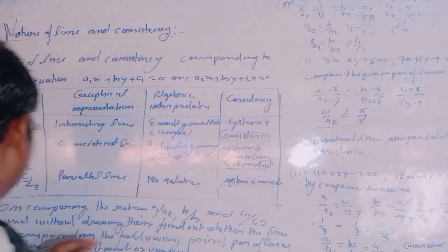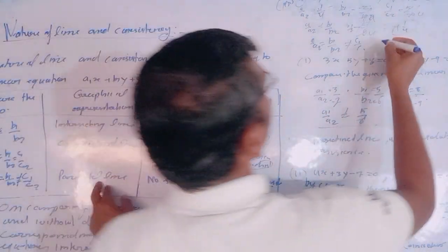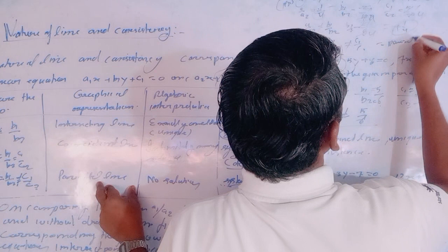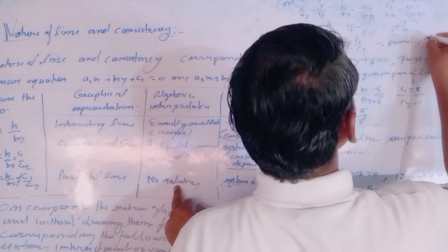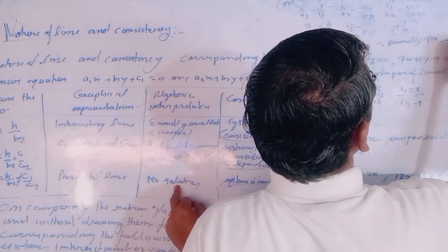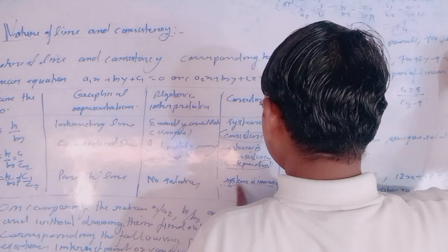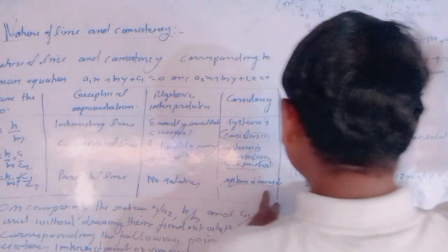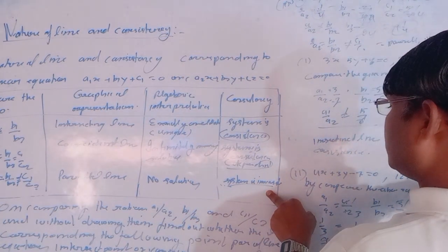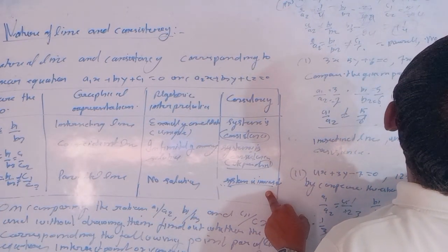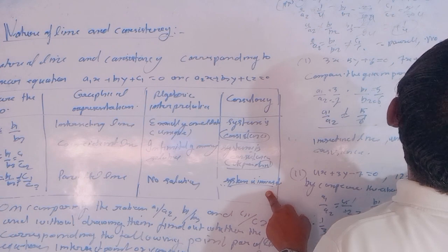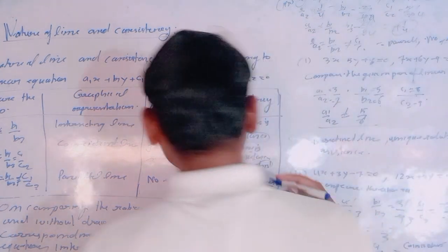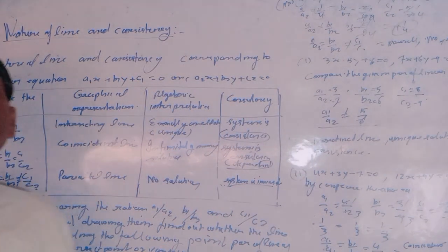So we can say that these equations are parallel with no solution, and the system is inconsistent. Okay, this is the method by means of which we can solve the questions.